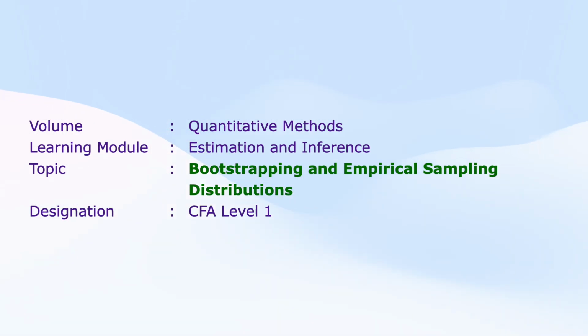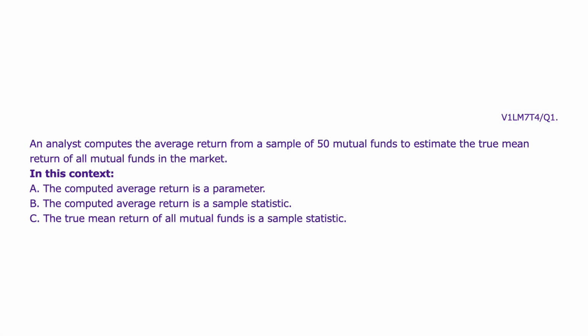Topic: Bootstrapping and empirical sampling distributions. An analyst computes the average return from a sample of 50 mutual funds to estimate the true mean return of all mutual funds in the market. In this context, A. the computed average return is a parameter. B. The computed average return is a sample statistic. C. The true mean return of all mutual funds is a sample statistic.